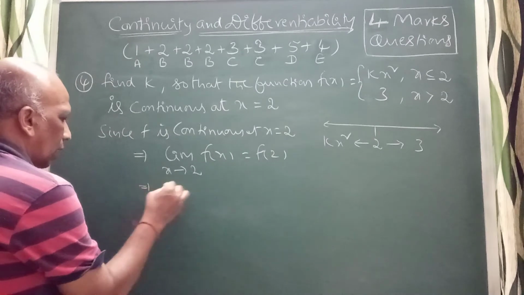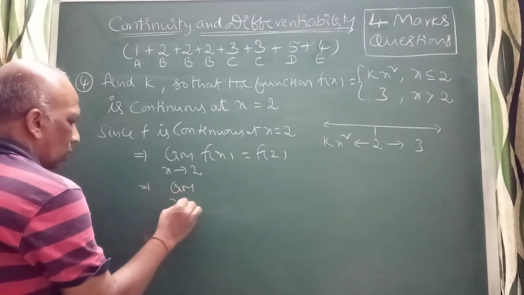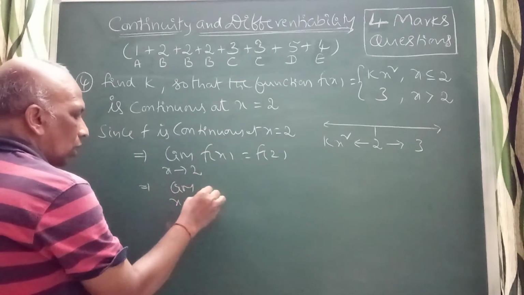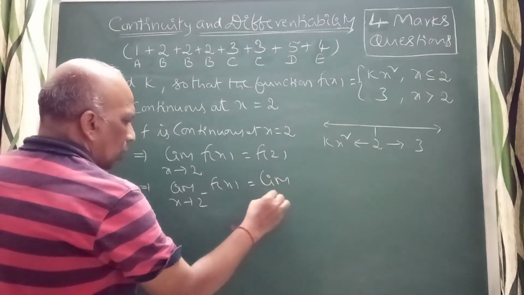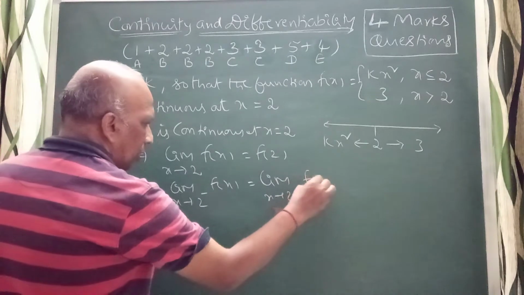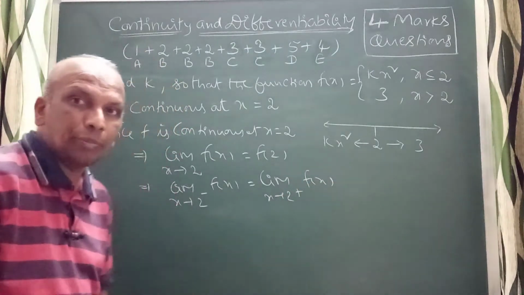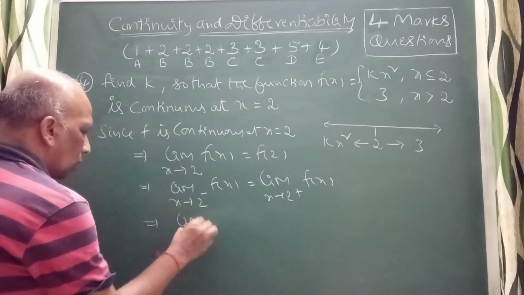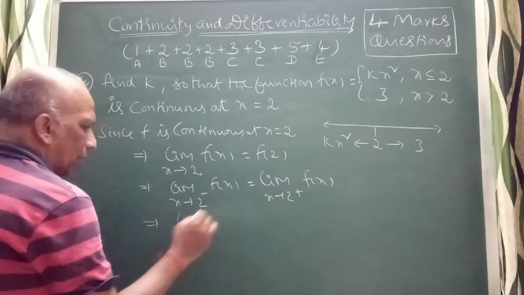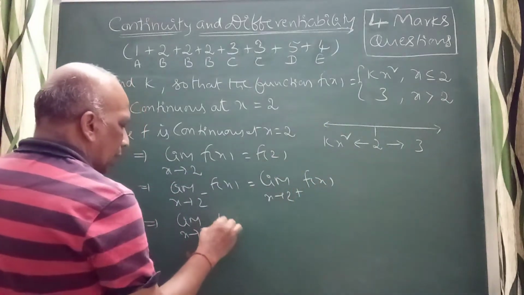From this I can write limit. Whenever the limit exists, limit x tends to 2 minus f of x is equal to limit x tends to 2 plus f of x. Left limit is equal to right limit. Then I can write this implies limit x tends to 2 minus, left of 2, kx square.